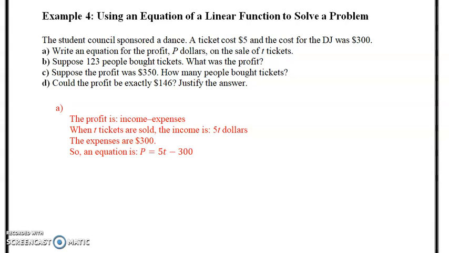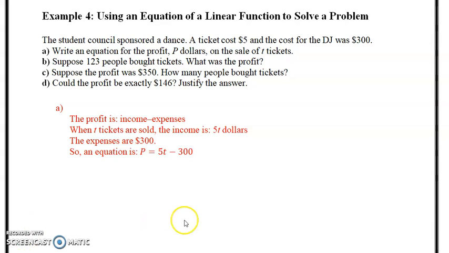Today we're going to be finishing off example 4 from section 6.4, slope y-intercept form of an equation. Example 4 says using the equation of a linear function to solve a problem. The student council sponsored a dance, ticket cost $5 and the DJ was $300. So this is like we did in chapter 5, regardless of if anybody shows up for the dance, the DJ still gets paid. It's going to be $300. A, write an equation for profit, P in dollars on the sale of the tickets.